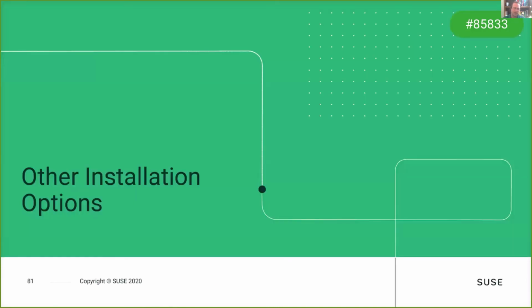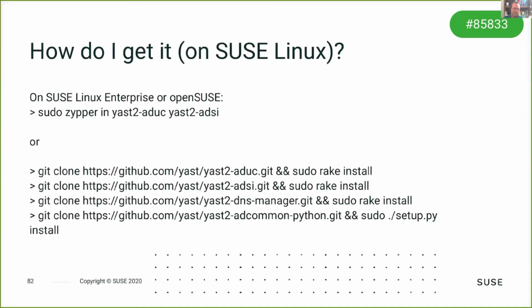In addition to the manual build and the AppImage, there are also a couple of distribution packages that I've made available. If you're running SUSE Linux Enterprise or OpenSUSE, you can install the package using Zypper. Or if you want to take a look at the source code first, you can clone the code from the repositories listed here from GitHub, then run the rake install command from the individual packages.